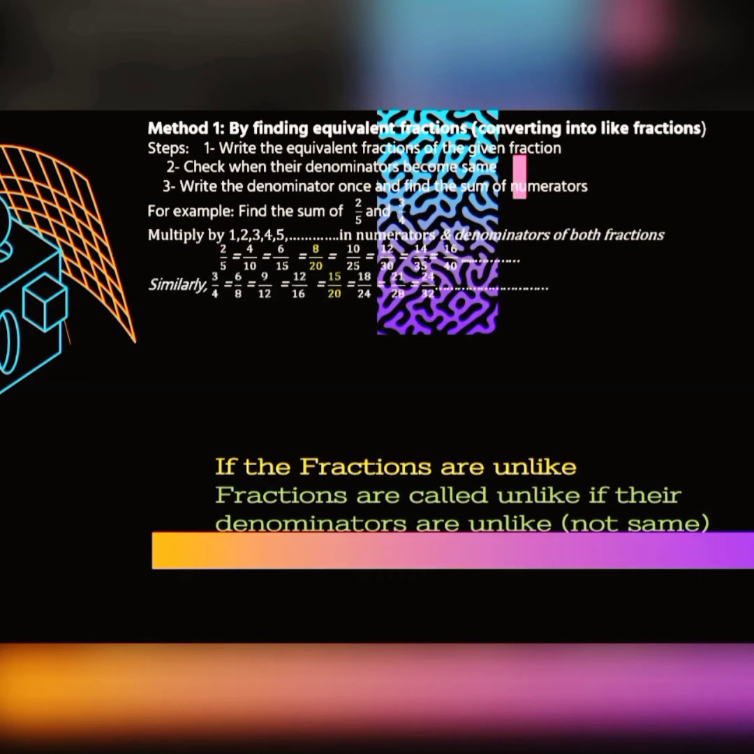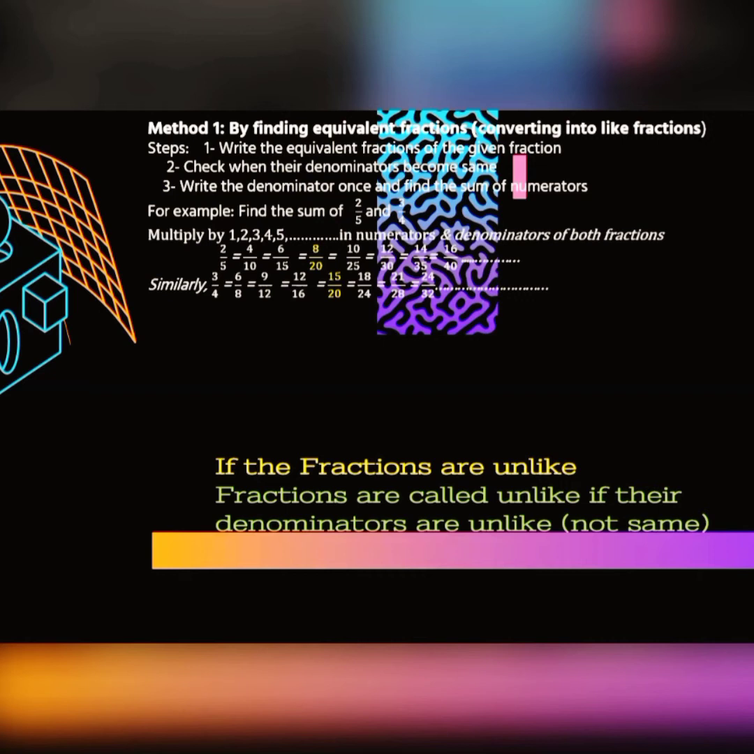Now 3 upon 4 is multiplied again by 1, 2, 3, 4 and 5 respectively. You get the result 3 upon 4, 6 upon 8, 9 upon 12, 12 upon 16, 15 upon 20, 18 upon 24 and so on.